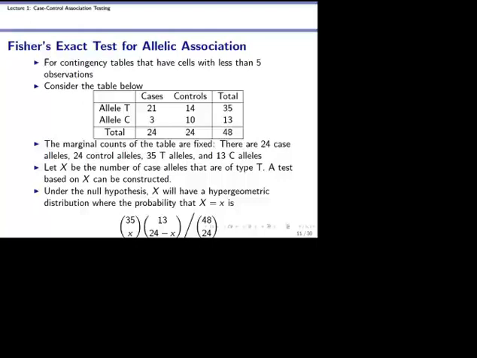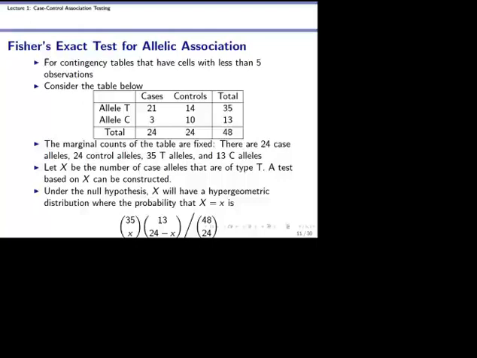Under the null hypothesis, and you can look up the Fisher exact test, the distribution of the number of alleles that are type T is going to follow a hypergeometric distribution. If there's completely random shuffling of the alleles in case control status, then this will be the distribution, where the probability that X is equal to some value little x is 35 choose x times 13 choose 24 minus x, over 48 choose 24.